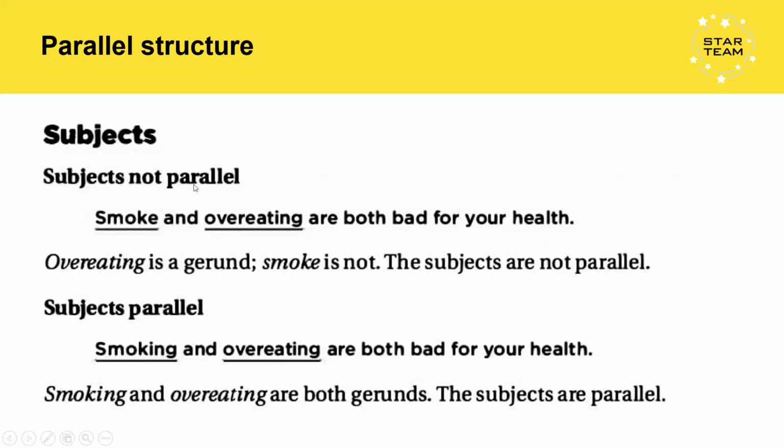Subjects not parallel: Smoke and overeating are both bad for your health. Is it parallel structure or not, guys? It is not parallel structure because overeating is a gerund, smoke is not. The subjects are not parallel. And subjects parallel: Smoking and overeating are both bad for your health. So they are both gerunds. The subjects are parallel.